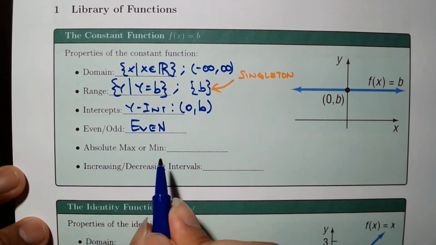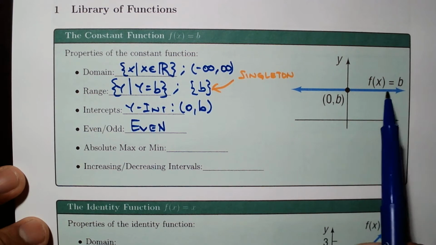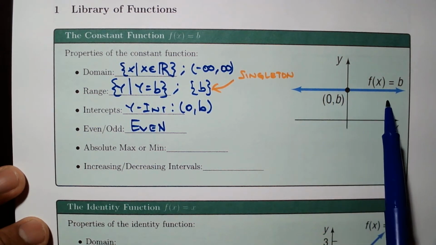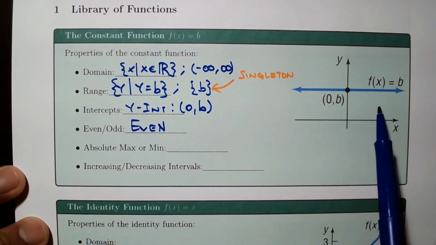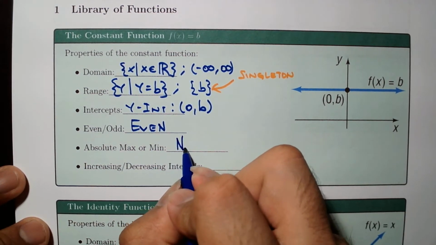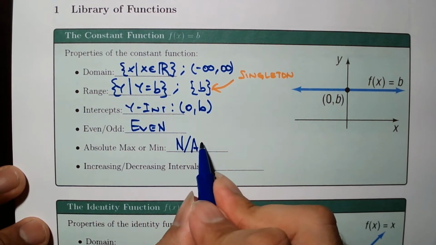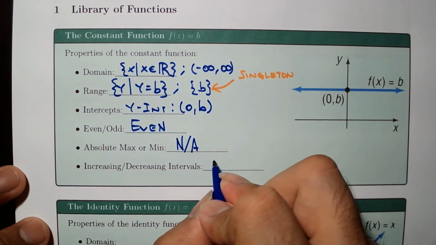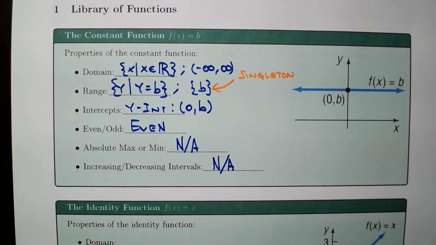Do we have an absolute max or an absolute min? Look at the behavior of the graph. This graph is never increasing nor decreasing, so we can't have a max, or decreasing and then increasing, so we can't have a min. So in this case, I would just say NA, does not apply. There's no max, there's no min. And because of this, there are no intervals in which the graph is increasing or decreasing.